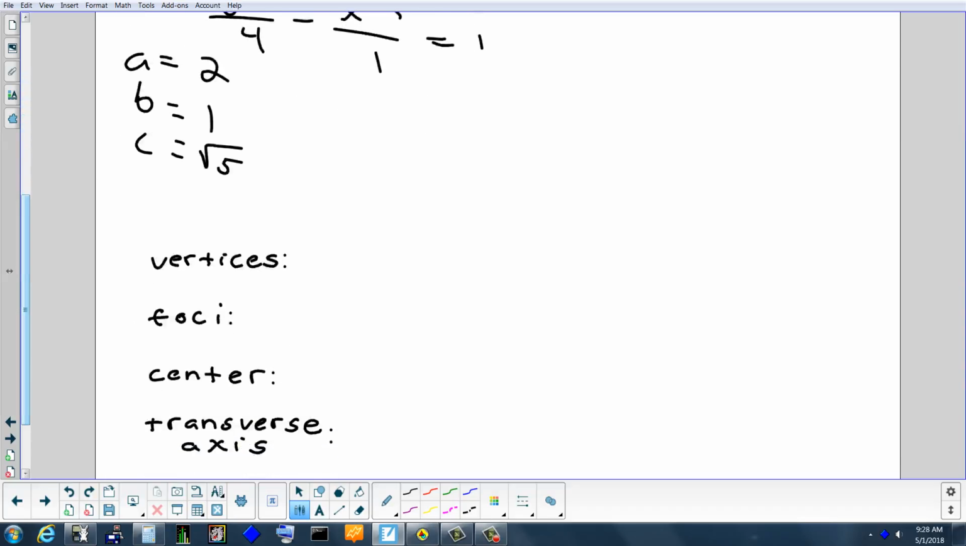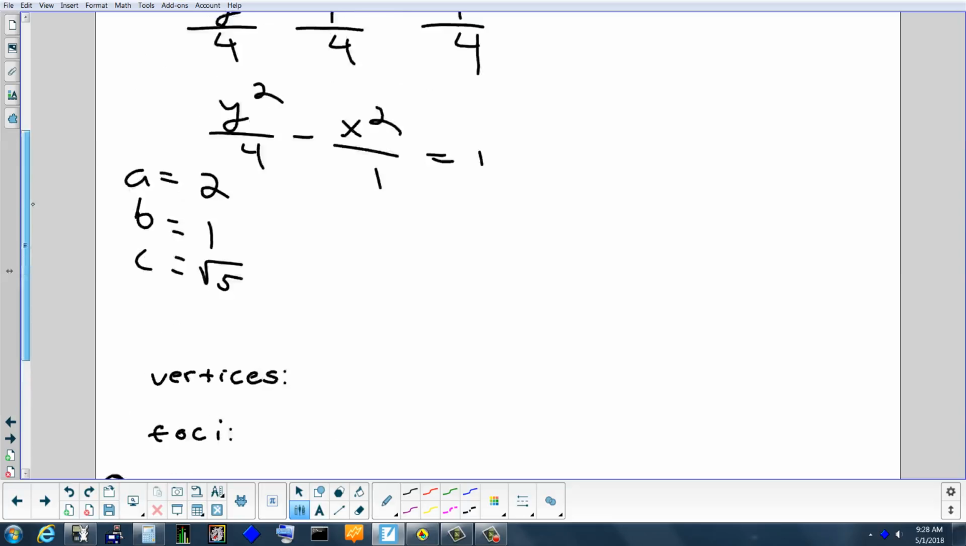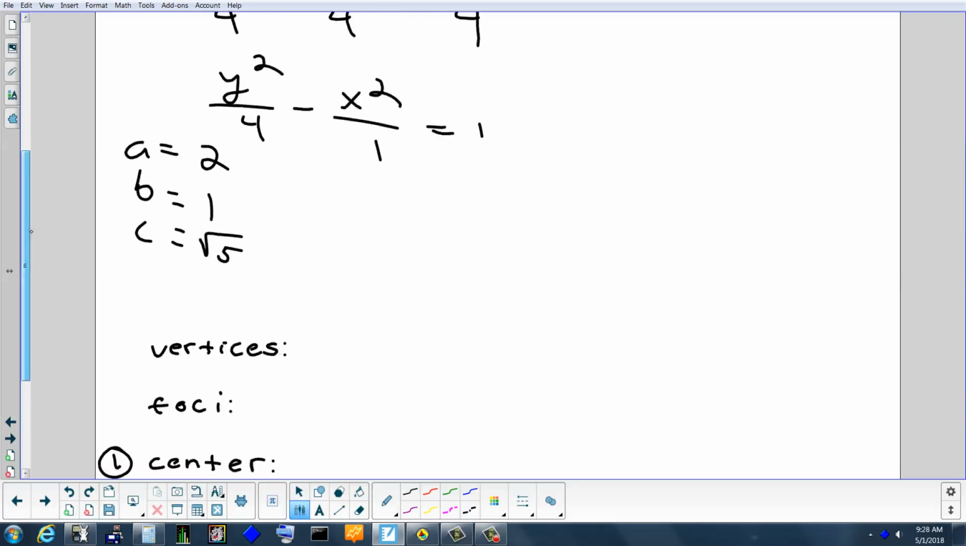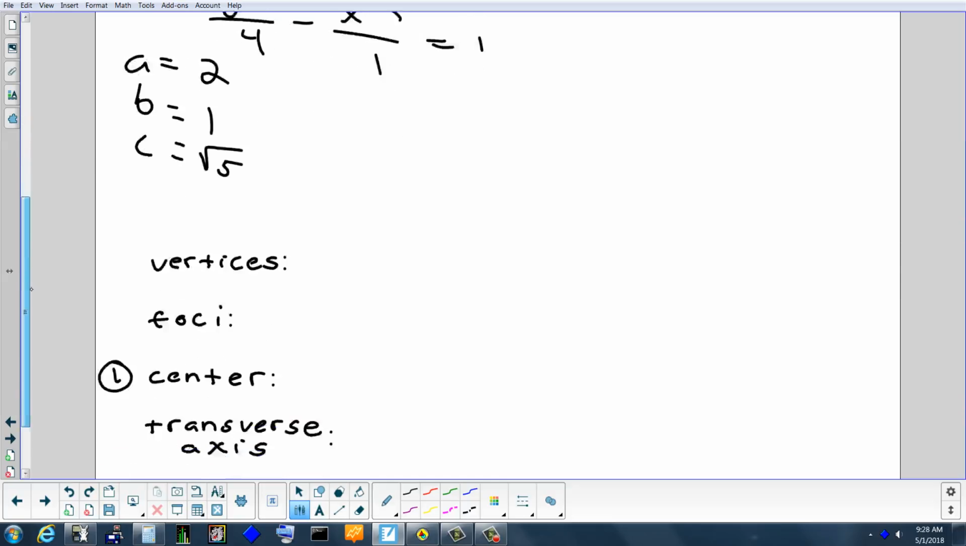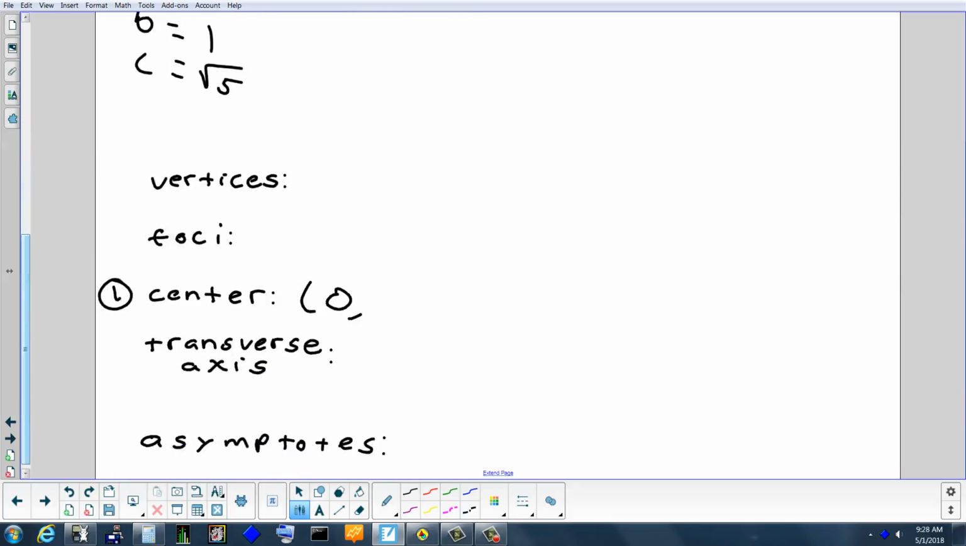I wouldn't do them in this order. What's the first one that I always suggest to find? The center. Everything is based around the center. So if you don't know where the center is, and you say, oh, the vertices are 2 units away from the center, well, it doesn't really help. So let's find the center. In this case, Trevor, where's my center? 0, 0. Yep, we'll know when it's not 0, 0. It'll be very obvious.